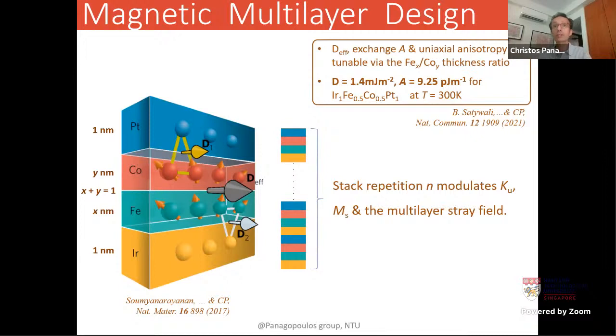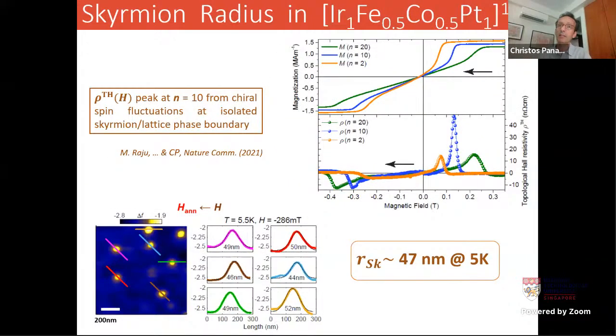Now, we selected several suitable materials for optimal balance between skyrmion stability, skyrmion existence range, and skyrmion stray field amplitude. And through measurements of the topological Hall effect and magnetic force microscopy, we identified one of the working examples to be a multilayer composed of 10 repeats of iridium, iron, cobalt, platinum with 0.5 nanometer iron and cobalt layers. This multilayer gives us a skyrmion radius of 47 nanometers.